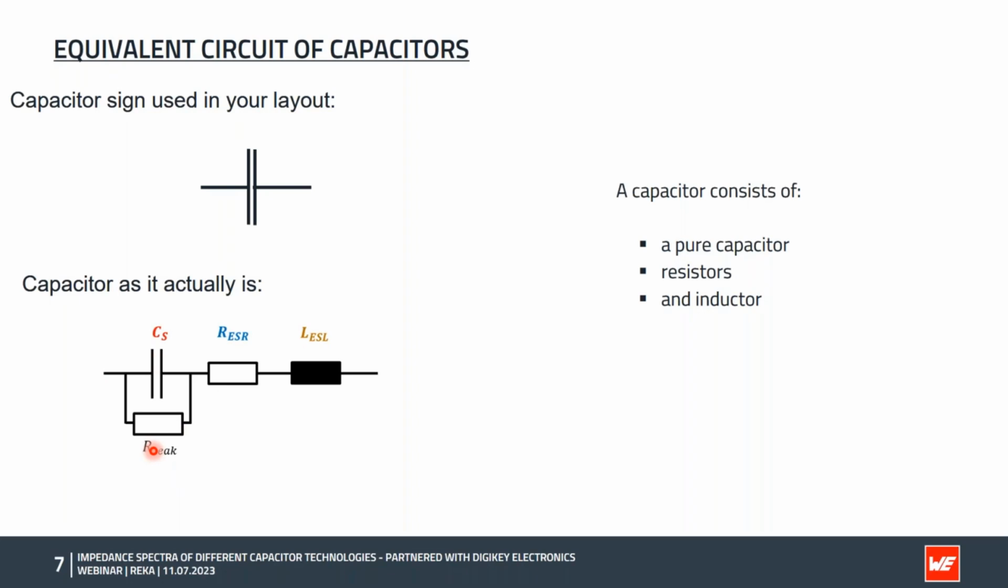Since all capacitors are connected by metal leads and current collectors, we also have to consider a small inductance, the equivalent series inductance called LESL. The ESL is, however, not a design parameter. It is due to metal leads, metal traces, and metal current collectors, and so on. And depending on the exact PCB layout, it may vary from application to application.